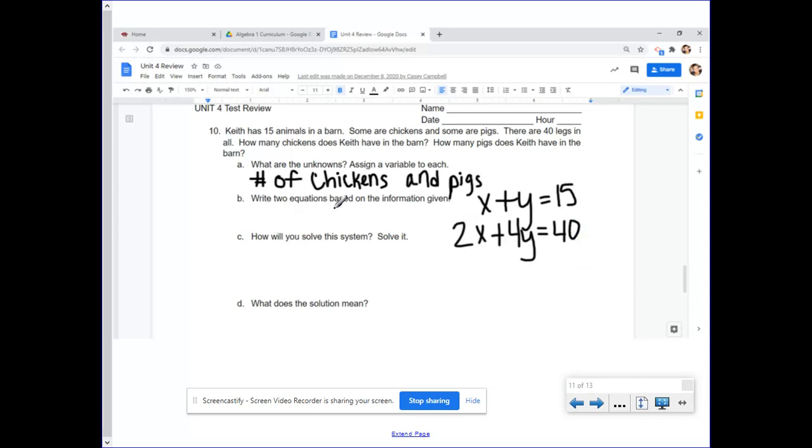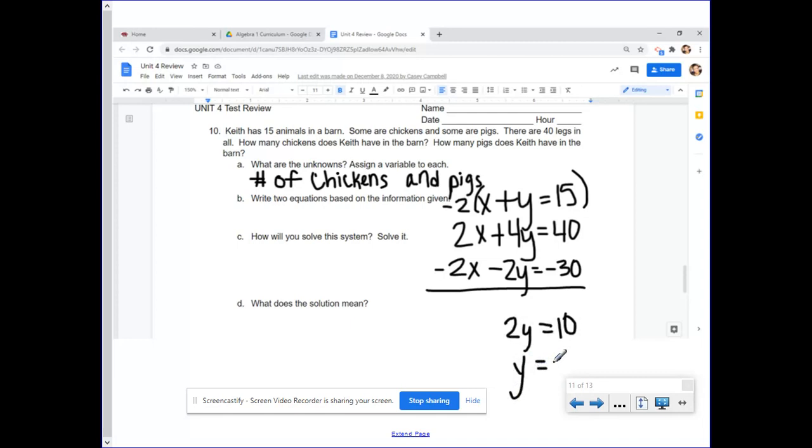So that was for B. You just had to write 2 equations, and then how will you solve this? I'm going to do elimination. That's going to be easier. So I'm going to take my whole top equation times -2. So that would be -2x minus 2y equals -30. Going to combine everything, which leaves me 2y equals 10. So I know that y equals 5.